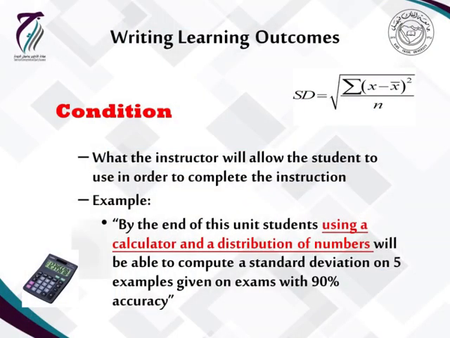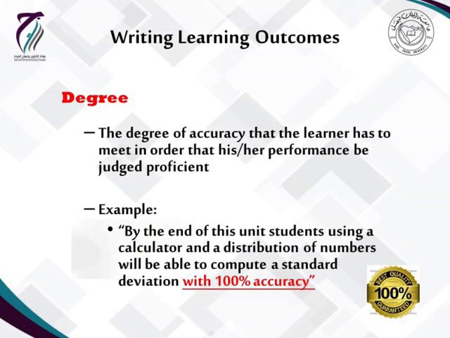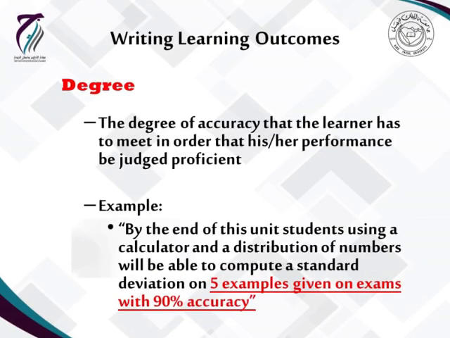Condition, what the instructor will allow the students to use in order to complete the instruction. An example, by the end of this unit, using a calculator and a distribution of numbers, students will be able to compute a standard deviation on 5 examples given on exams with 90% accuracy. And then finally, the degree of accuracy that the learner has to meet in order that his or her performance can be judged proficient with 100% accuracy, or on 5 examples given with 90% accuracy.